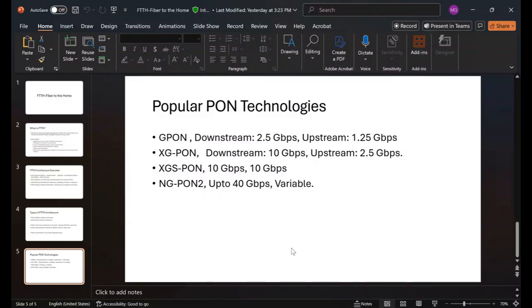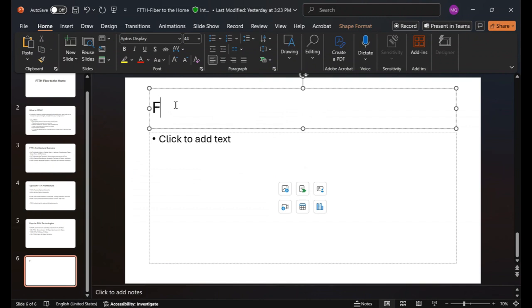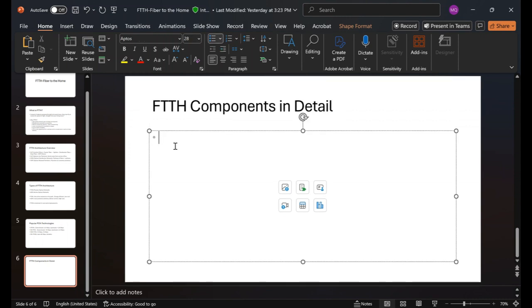So here we go, FTTH part 2, FTTH components in detail. Equipment and their roles.